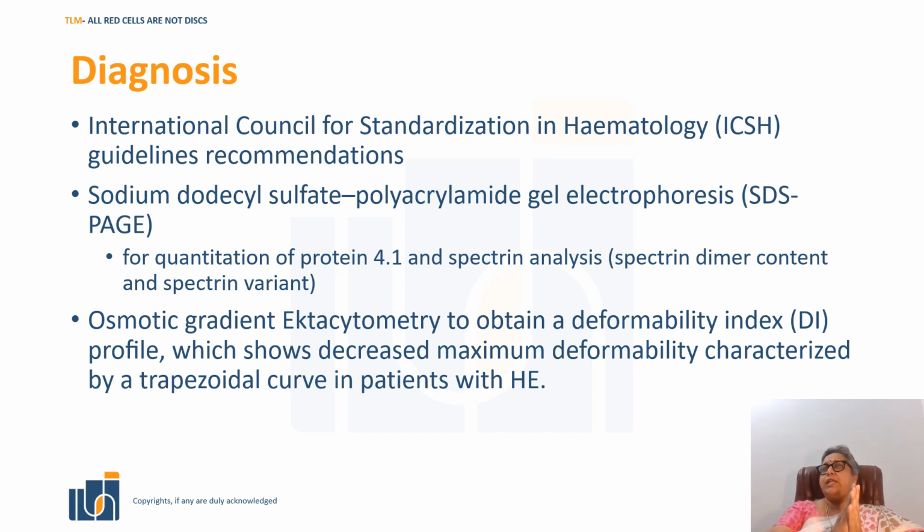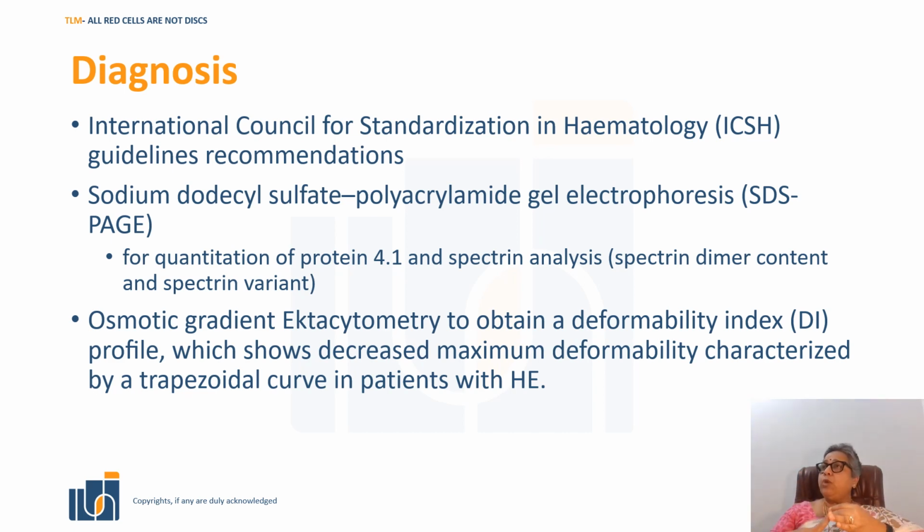Now, yes, I've seen elliptocytes, they're more than 25%, but the International Council for Standardization in Hematology has guideline recommendations. How will you diagnose this HE? You have to do sodium dodecyl sulfate polyacrylamide gel electrophoresis, SDS-PAGE, where you will quantify protein 4.1 and spectrin analysis. So the spectrin dimer content, spectrin variants, ankyrin, all this you will quantify, and if it is low, then you will say, okay, there is a defect and this is most likely to be HE.